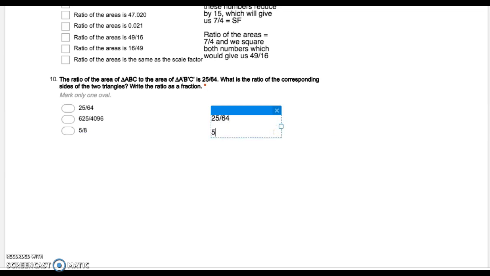Well, 5 times 5 equals 25, and 8 times 8 equals 64, so 5 squared over 8 squared would be 25 over 64, so your corresponding sides would be 5 over 8.